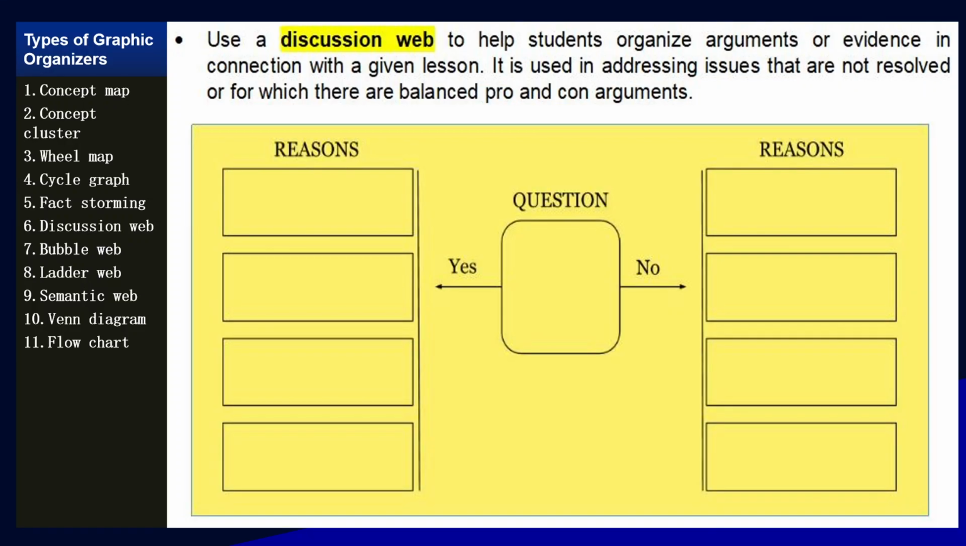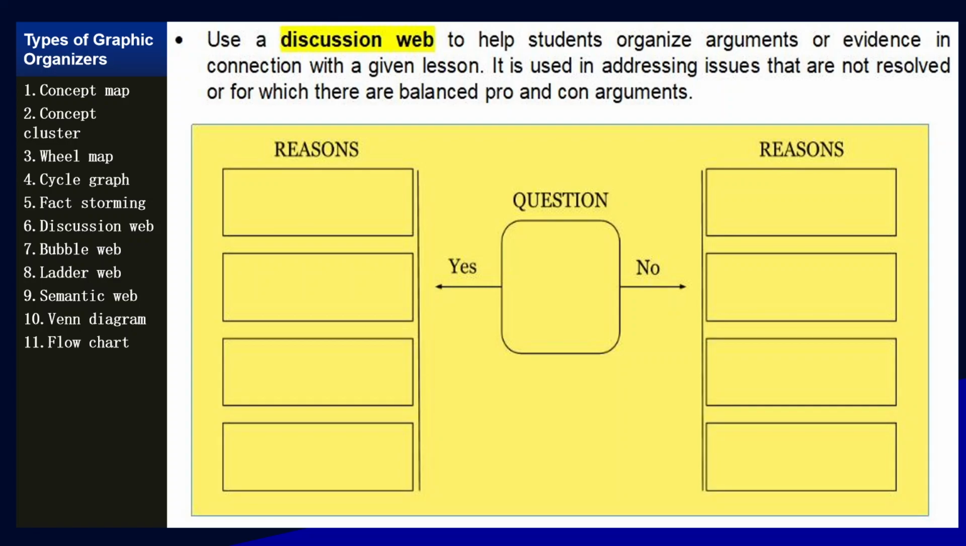Number six is the discussion web. A discussion web is used to help students organize arguments or evidence in connection with a given lesson, used in addressing issues that are not resolved or for which there are balanced pro and con arguments. For example, this question. You should put a question there.